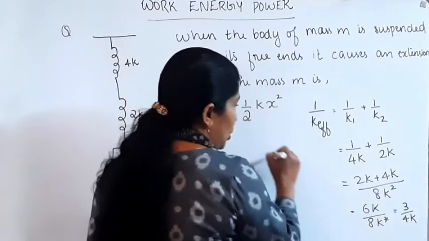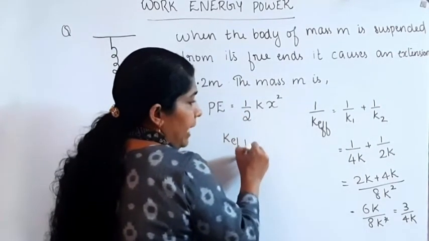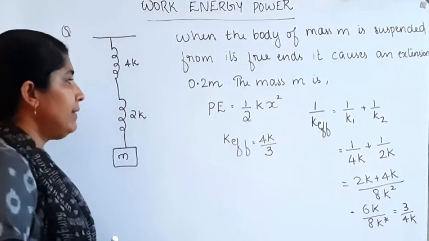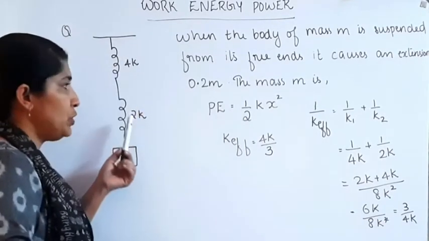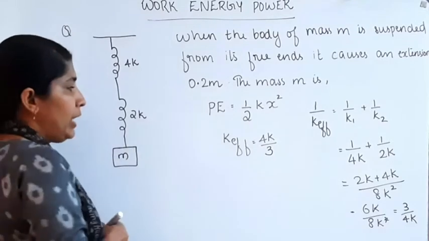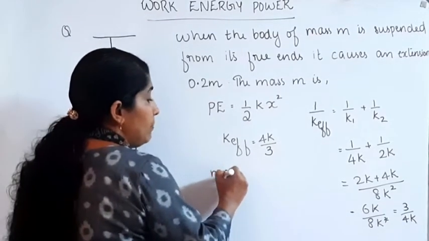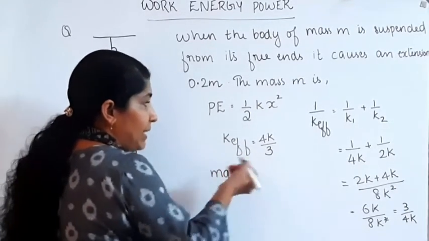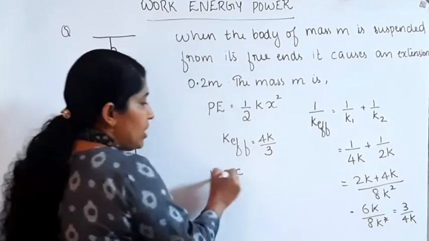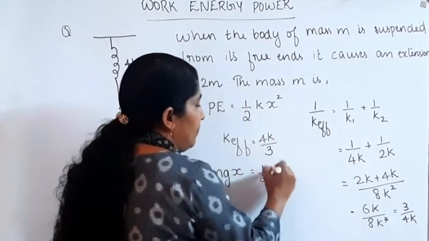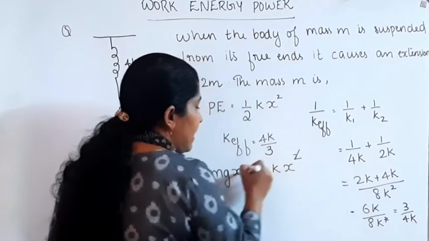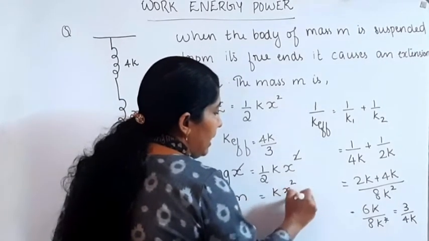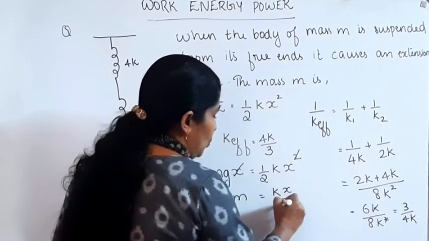Then k effective is equal to 4k divided by 3. Okay, 4k divided by 3 is the effective spring constant of these two springs. We know that potential energy is equal to mg into h. Here the extension happened is x. Then mg x is equal to half kx square. Then x gets cancelled, then mass m is equal to kx divided by 2g.